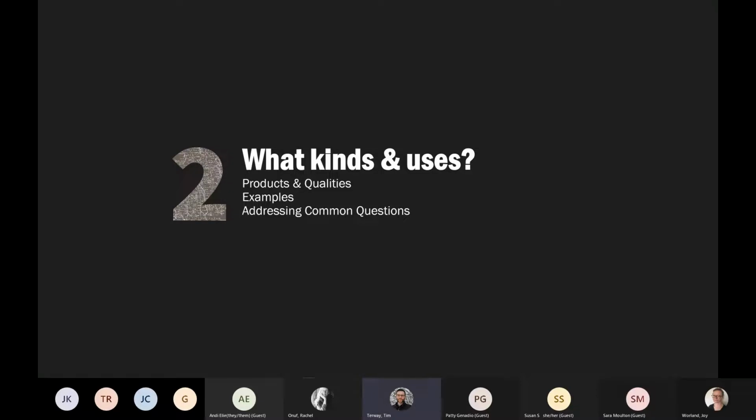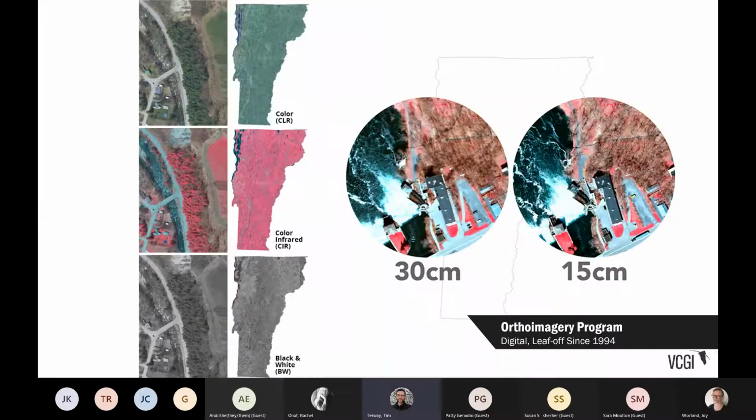Let's talk about some example kinds of data that are available and some of the uses that they might serve, some of the questions that they might serve. It's kind of passé by now, but one of the longest, if not the longest standing resources available is what's called the Statewide Ortho Imagery program. So these are aerial photographs of the entire state of Vermont taken at different times in different ways that are one of the bedrock underlying layers of all mapped information.